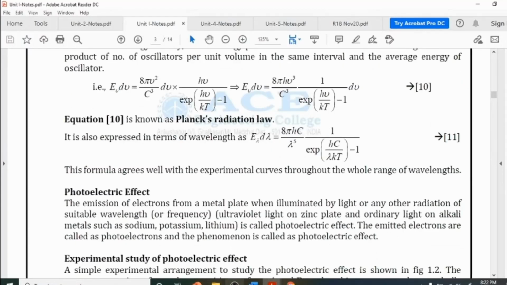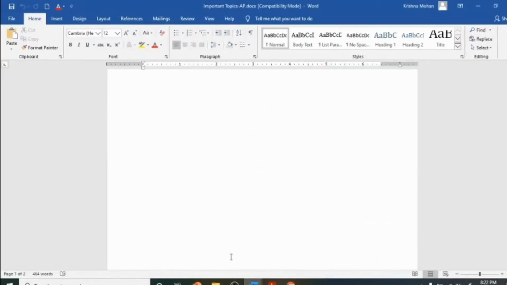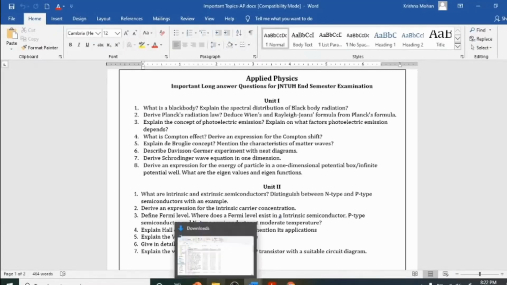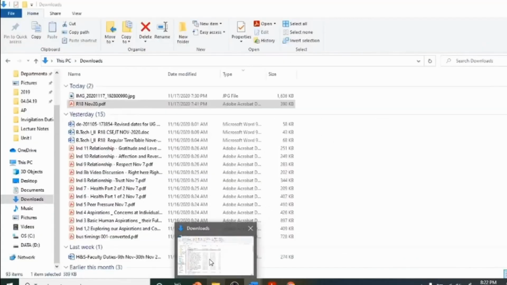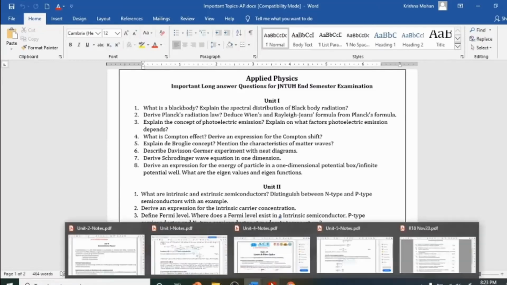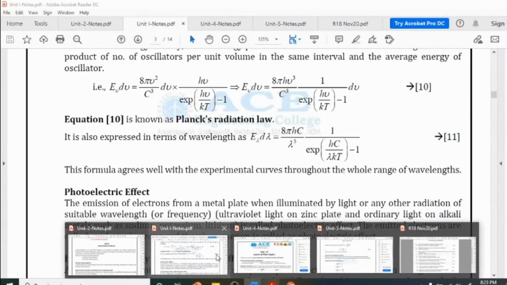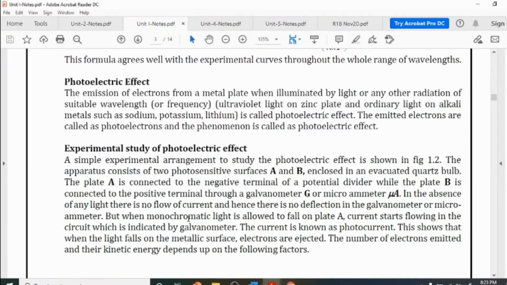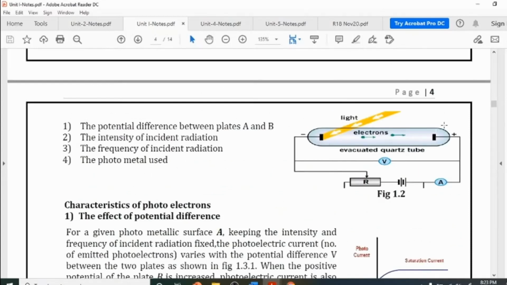And then another question from the first unit is photoelectric emission, the photoelectric effect. Again, you have notes on what is the photoelectric effect. When light falls on a metal, you would have a current produced, or current flowing through a circuit that is connected to that particular metal. This is what we call the photoelectric effect or photoelectric emission. This was first discovered by Heinrich Hertz. So this is how the circuit would be.